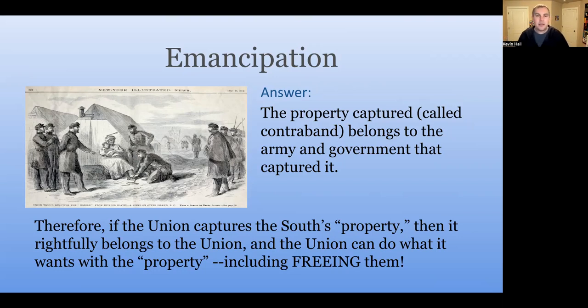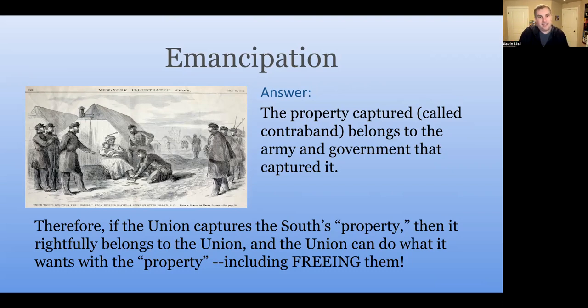Now, the North isn't going to treat them like slaves, right? In fact, once you get something, you get to do what you want with that thing. So if you get a shovel, you can dig holes with that shovel. If you get their food, you can eat that food. If you get their horse, you can ride that horse. And if you get their slave, then you can free them. Right? So instead of saying, oh, your slaves are now our slaves, they're saying your property is now our property. And so if we capture your slaves, we're going to set them free because we can legally do that because they're contraband.